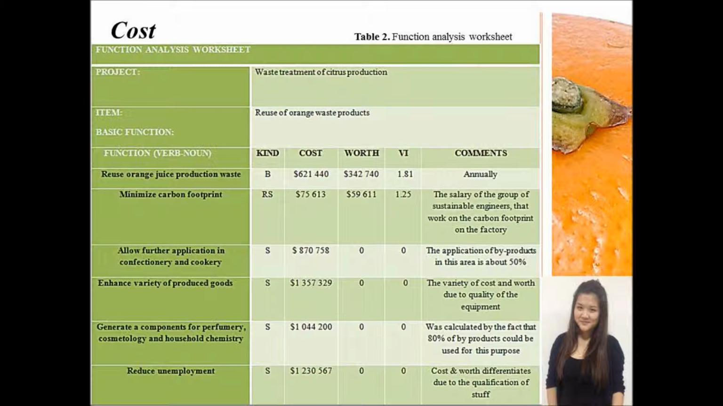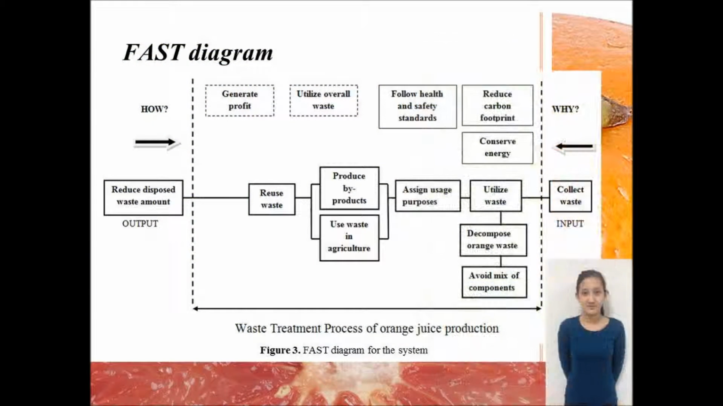The cost and worth for each function are also represented in the table. It should be mentioned that the worth for secondary functions is 0. The value index for basic function is 0.81, which is acceptable. The average with required secondary value index is not calculated because both cost and worth of the required secondary function are included in the cost and worth of the basic function. Therefore, value to the system should be added. Next, the FAST diagram will be demonstrated and discussed.